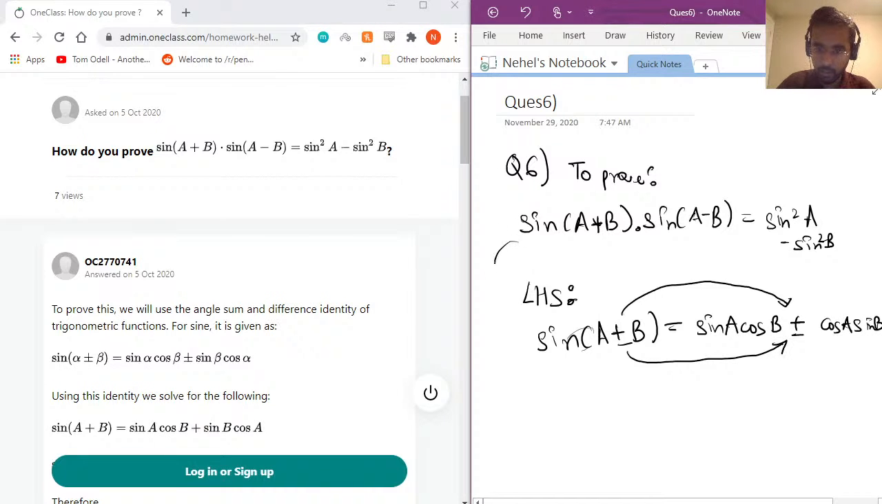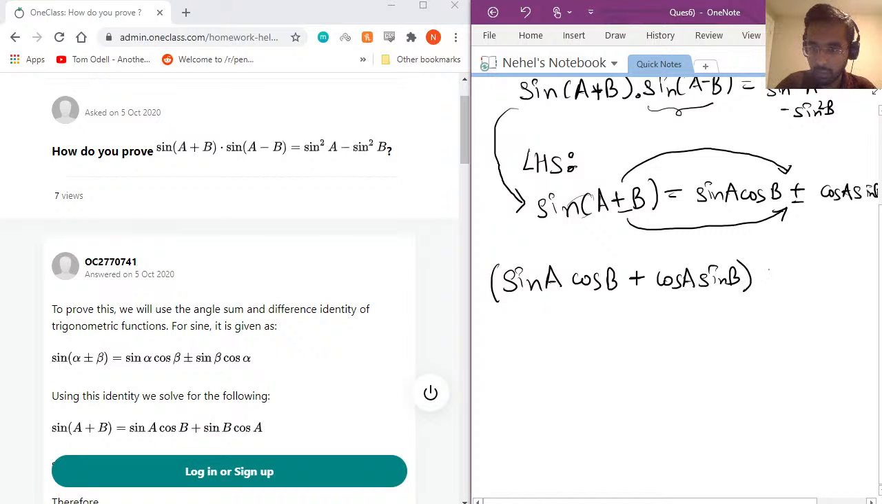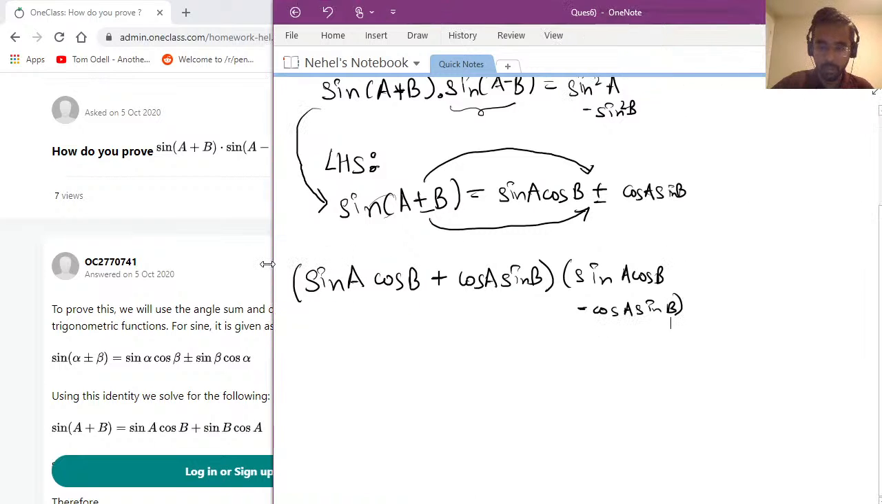So if we use that and apply it here, what we can get from that is, applying that, we get sine a cos b plus, since the first term is a plus, cos a sine b, multiplied by the second term, which is sine (a minus b), so this here will be a minus: sine a cos b minus cos a sine b.